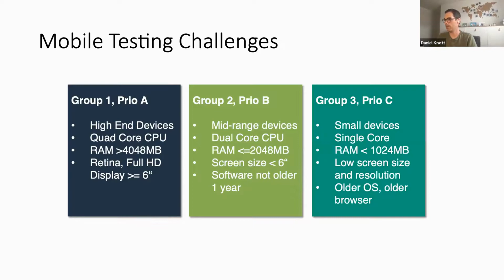And then group C is really small devices, single-core CPU, not that much memory, lower screen resolution, an older operating system, older browser versions installed. Still, the app must work on those devices as well, but there might be some UI glitches. Maybe the button text goes on 2 lines, not 1 line, and things like that. So that's something that we established. And as I said, we are using 10 to 12 devices in each group.